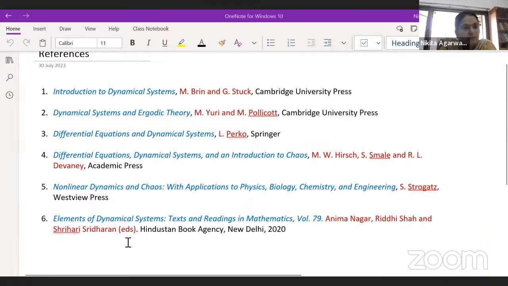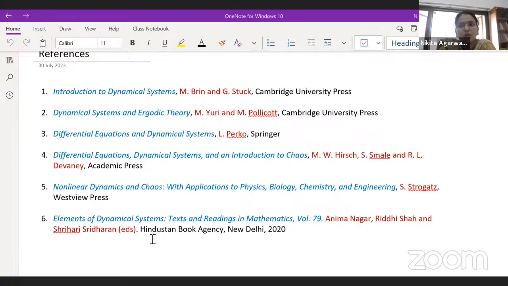And the last book is something that came out of an AIS school that happened in IIT Delhi in 2017. And this is also quite inexpensive. It's by Hindustan Book Agency. And it talks about several dimensions of dynamical systems.